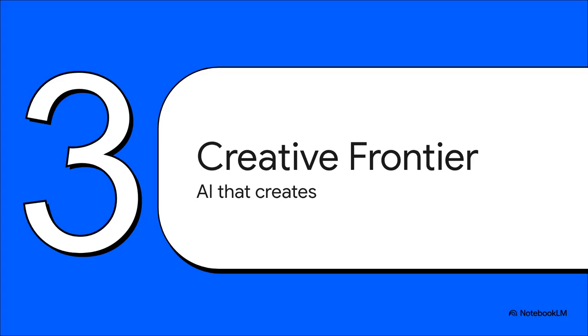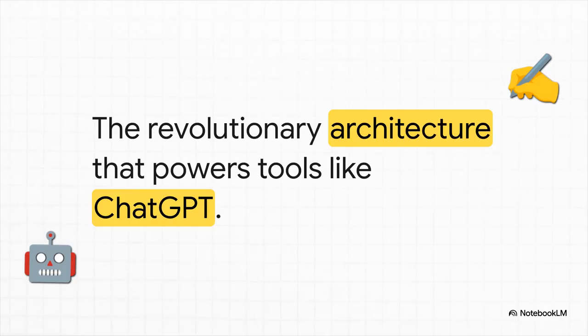But the next train in our toolbox, this is where things get really wild. This is where we find the AI that doesn't just analyze the world, it actually adds to it. It creates. And the undisputed rock star of this whole section is the transformer model. You might not know it by name, but you absolutely know its work. Because this is the revolutionary architecture that powers tools like ChatGPT.